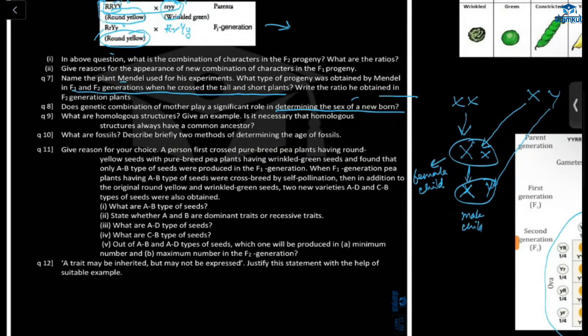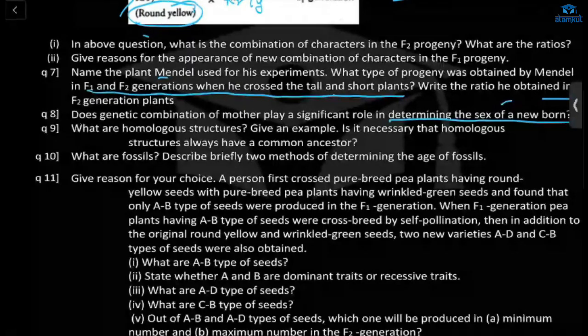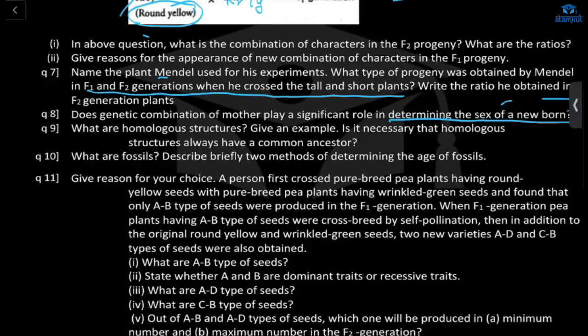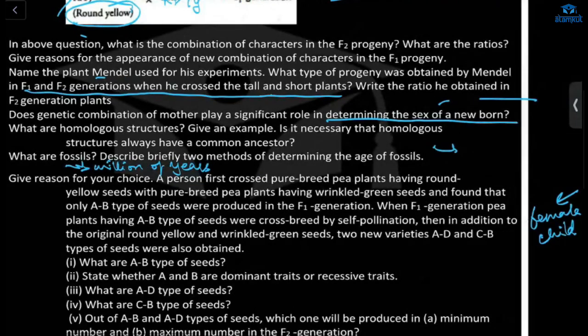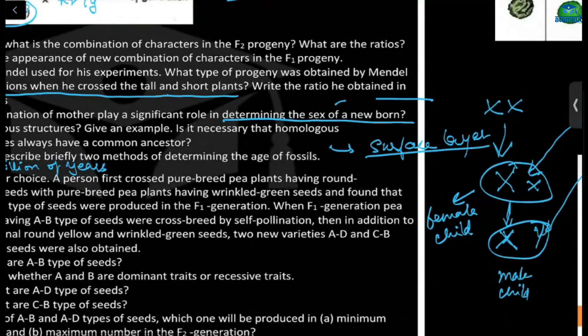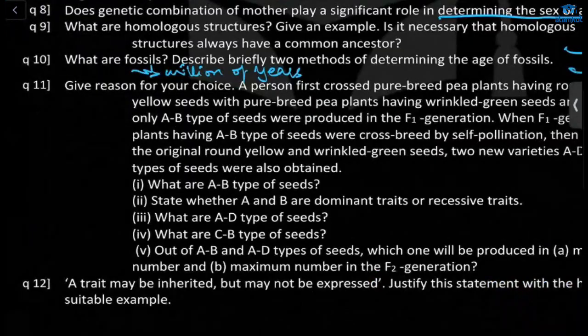Next question. What are fossils? Describe briefly two methods of determining the age of a fossil. What are fossils? Fossils are preserved traces of living organisms that lived millions of years ago. Two methods are: one method is the surface layer method. The deeper layers are older, okay? And the next one is the ratios of different isotopes. It's determined that way.